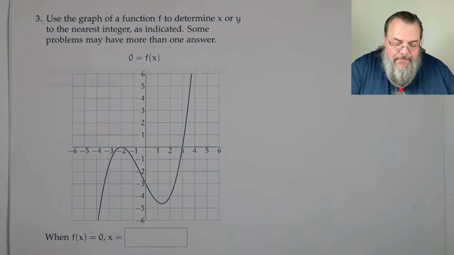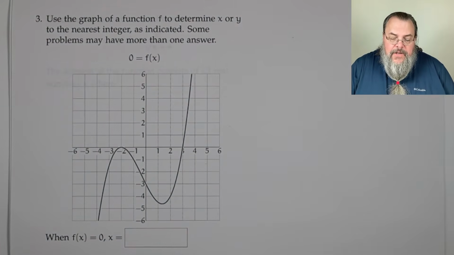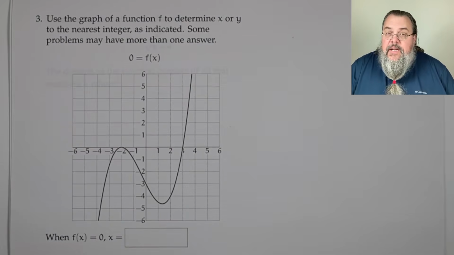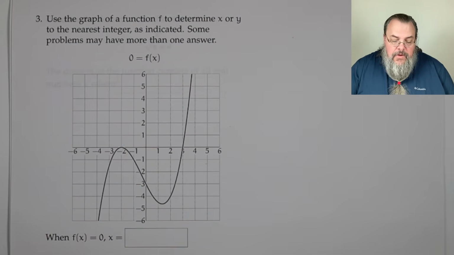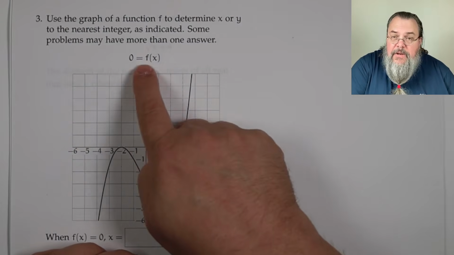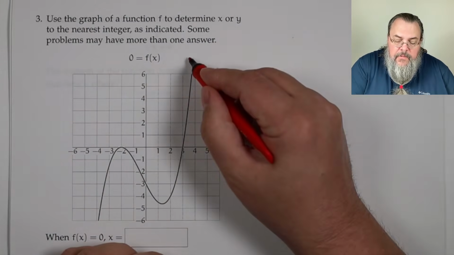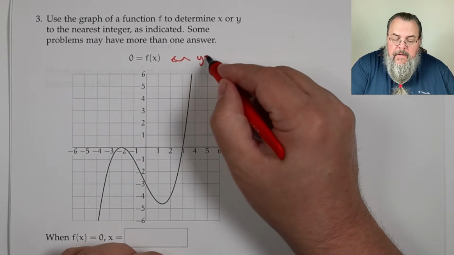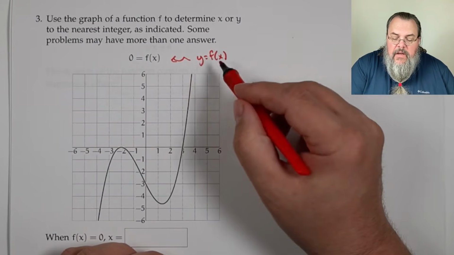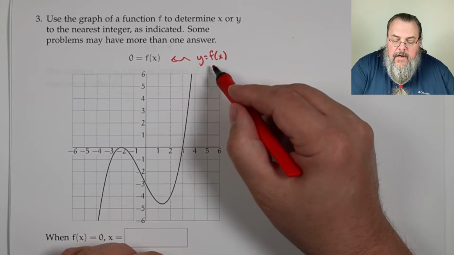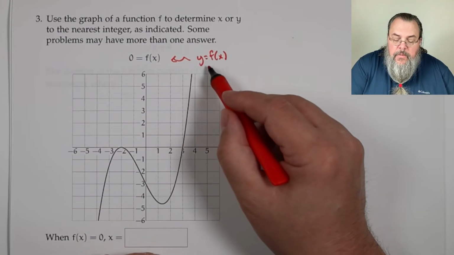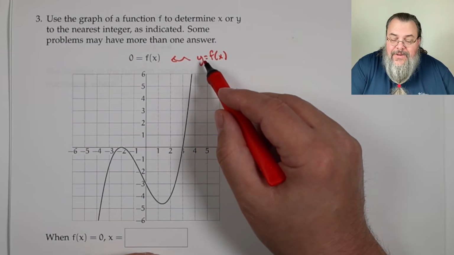Number 3. Use the graph of a function f, here's the graph, to determine x or y to the nearest integer as indicated. Some problems may have more than one answer. Okay, so what are they doing? Well, they say 0 equals f of x. Now, normally, we think of this as y equals f of x, and so what are we really saying? We're trying to say the y value is 0.